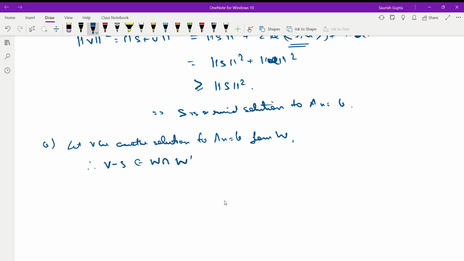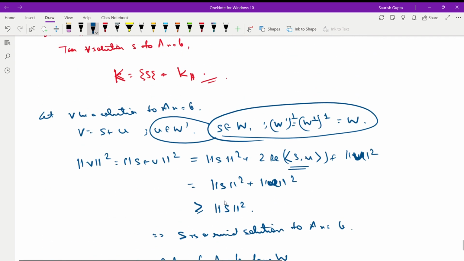Now S is already a solution from W, so V minus S must be in W. In fact, it must also be in W dash. So this implies that it is in W intersection W perp, which is 0. So it would imply V equals S. Why does this follow? This follows from here. V is equal to S plus U. It follows from here. Okay.